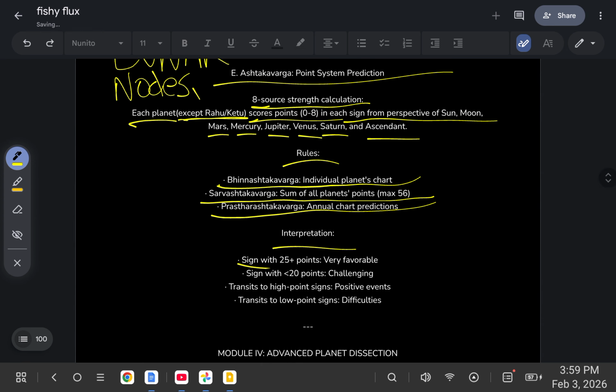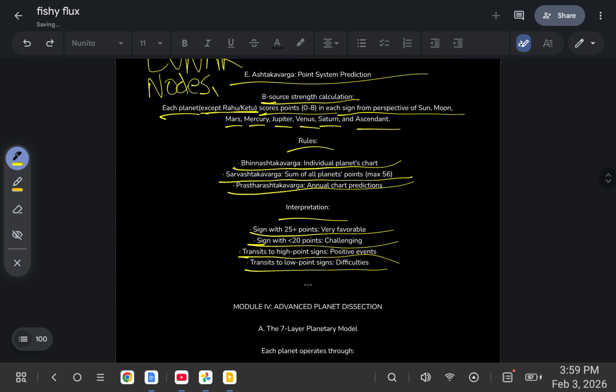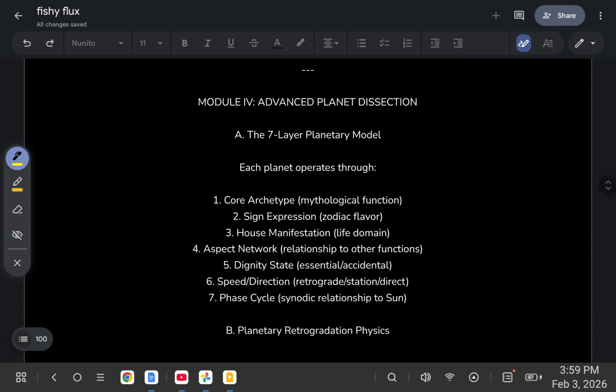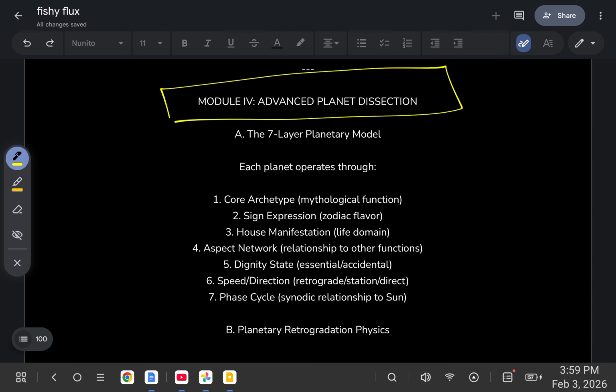The sign with 25 or more points is very favorable. The sign with 20 or fewer points is very challenging. Transits to high point signs bring positive events, and transits to low point signs bring difficulties. Now let's do our advanced planet dissection.